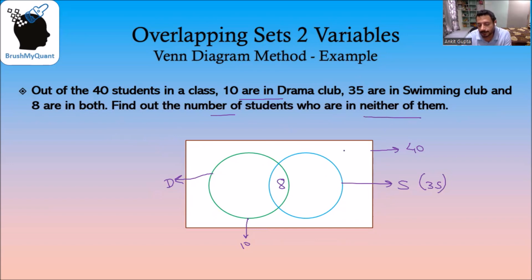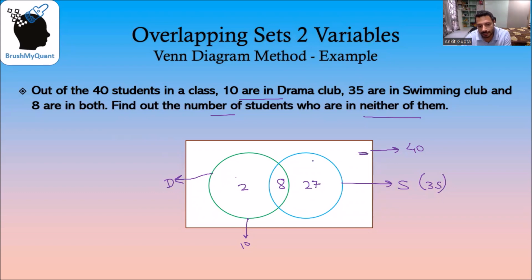Now we need to find how many of the students are in neither of them. So in order to solve this, it's always easier to find individual values and then try to figure out this value. So that entire drama is 10. This intersection part is 8. That means this becomes 2. This entire swimming is 35. This is 8. So that means this becomes 35 minus 8, which is 27.